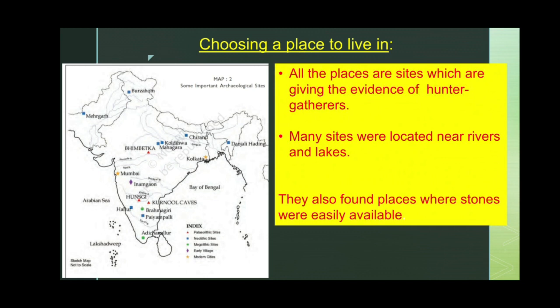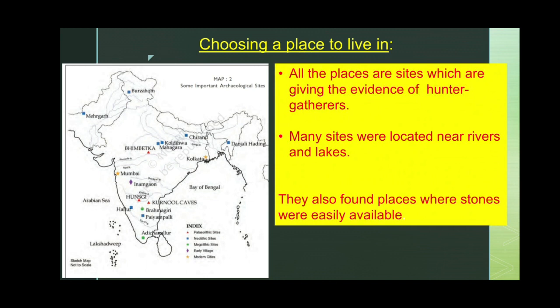Here you can see a map. In this map you can see the red triangle places where they used to live. This is the Paleolithic site where the earliest people used to live. Bhimbetka, Kurnool Caves, Hunsgi. Besides these places, if you see Burzahom, Mehrgarh, Chirand, Koldihwa, Mahagara, Daojali Hading. So here you can see these are several sites where these people used to live.